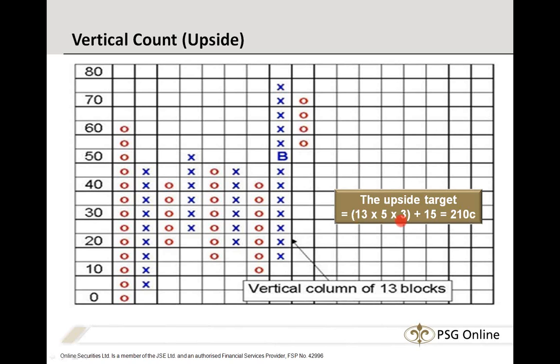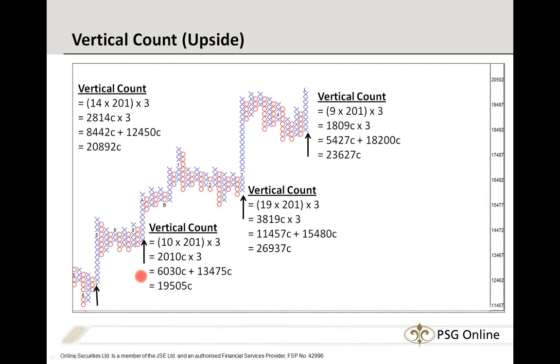So 13 times 5 times 3. We added to the lowest in this consolidation, which is 15. Okay, from our count, we've got a potential target of 2.10. Do the opposite on the downside. So there's a long column here. That's 14. Again, more than 10, as we've got a count of 10. But you've got potential of hitting that price.